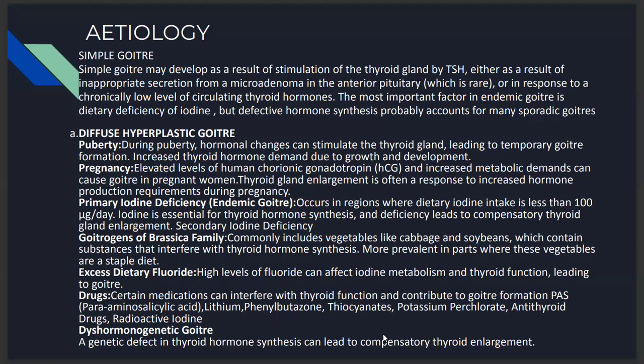Drugs such as para-aminosalicylic acid, lithium, phenylbutazone, thiocyanate, potassium perchlorate, antithyroid drugs, and radioactive iodine can also cause goiter. Hormonogenetic goiter is a genetic defect in thyroid hormone synthesis, which can lead to compensatory thyroid enlargement.